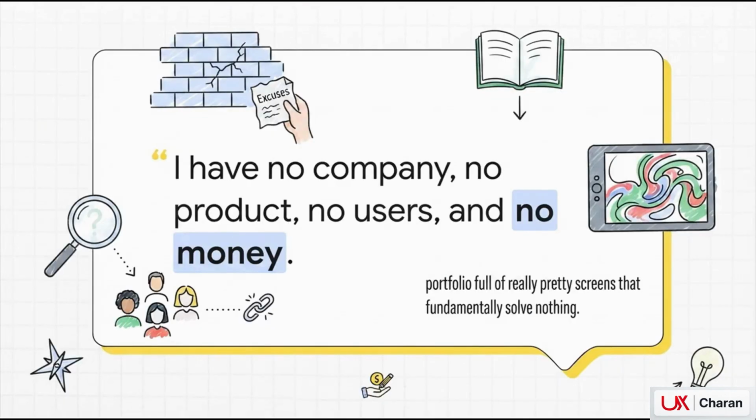Look, we have all been there, right? You take a course, the instructor tells you to always start with user research, and you immediately hit a brick wall with the classic excuses. You think to yourself, I have no company, no product, no users, and zero money. So what actually happens? You skip the research entirely, you jump straight into your design software, and you end up building a portfolio full of really pretty screens that fundamentally solve nothing, simply because they aren't based on reality. Well, that is exactly the habit we're breaking today.